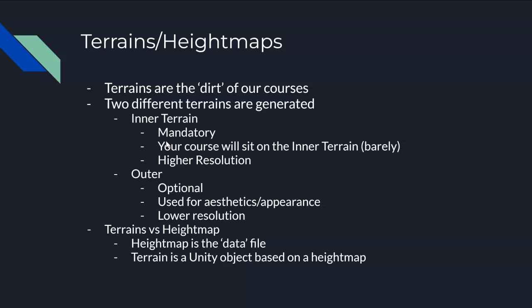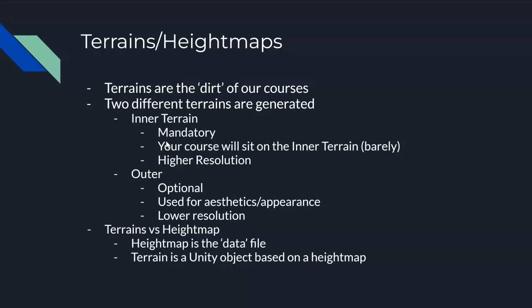When we generate these terrains as part of this LiDAR to terrain overlay process, you're going to generate two terrains. You're going to have an inner and an outer. You have to have an inner, because your course will sit on the inner terrain, and it is the smaller of the two. And terrains are always perfect squares, because Unity requires a terrain to be perfectly square.